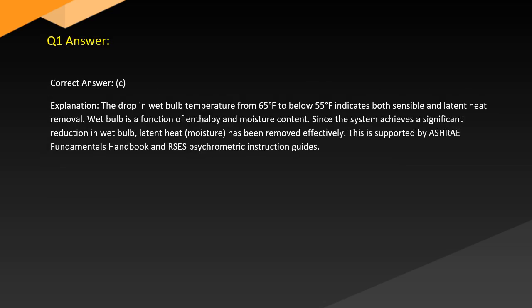Answer. Correct answer: C. Explanation. The drop in wet bulb temperature from 65 degrees to below 55 degrees indicates both sensible and latent heat removal. Wet bulb is a function of enthalpy and moisture content. Since the system achieves a significant reduction in wet bulb, moisture has been removed effectively. This is supported by the ASHRAE Fundamentals Handbook and RSES Psychrometric Instruction Guides.